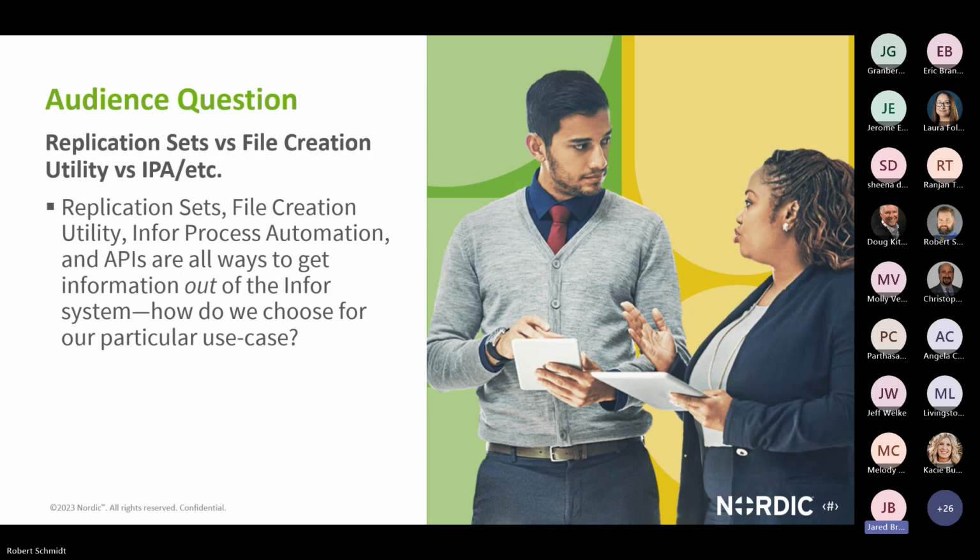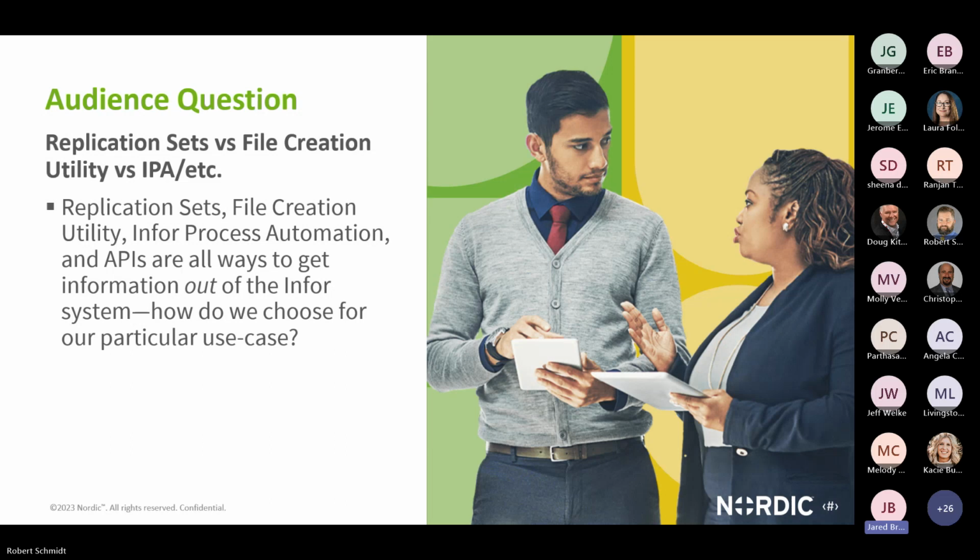File creation utility is moving a little bit over in that spectrum, because it gives us a lot of ability to be a little bit more specific about the data we're looking for, format that data in a particular way, and add very specific criteria to that data. Those are things we can do to some extent in replication sets, but file creation utility is a lot more specific for making a particular type of file.